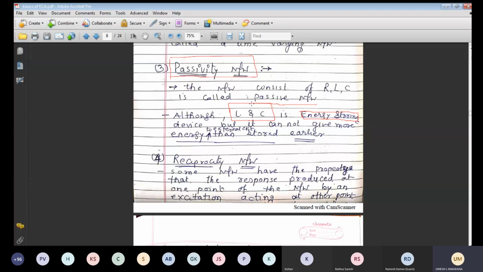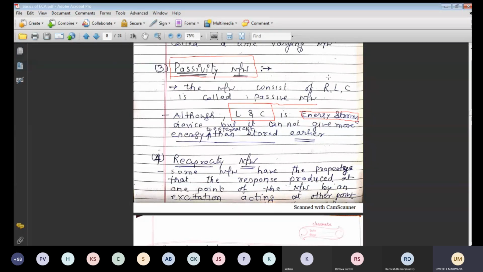We know that the energy stored in an inductor is half L I square, and the energy stored in a capacitor is half C V square. So energy is there in the inductor and capacitor, but it doesn't give energy continuously to the circuit. It gives energy for a moment of time, that is the discharging of the inductor and the discharging of the capacitor, and that is why it is known as a passive network. But if energy is given continuously, then we can say this is an active circuit.